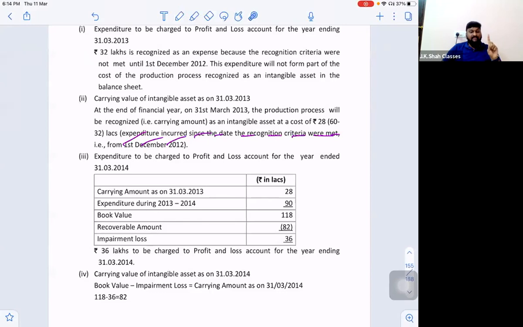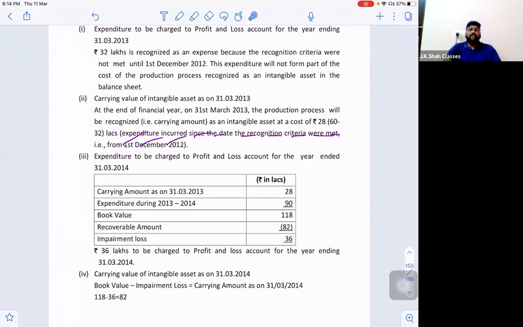So from 1st December 2012 to 31st March 2014, the total 118 lakhs that you have incurred on the development process, that entire amount becomes the cost of the intangible asset. Assuming on 31st March 2014 development is over. If some further development were still continuing, it would not yet be completed, but technically I think it is completed because you have recorded an impairment also. So it is completed as on 31st March itself.